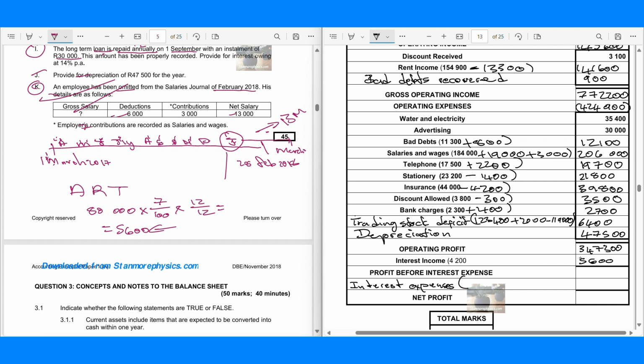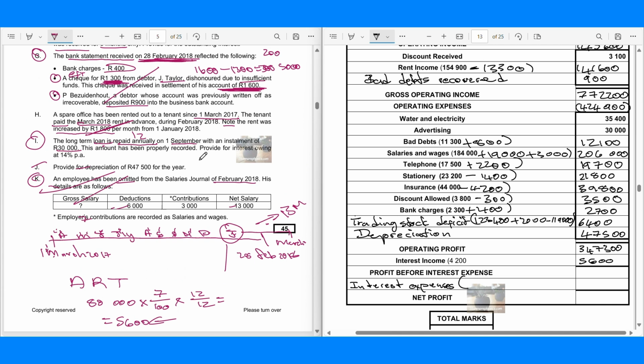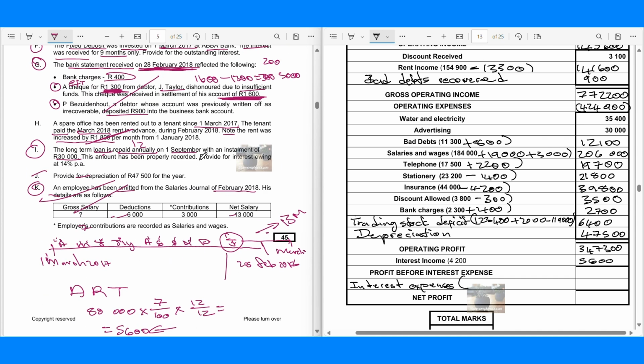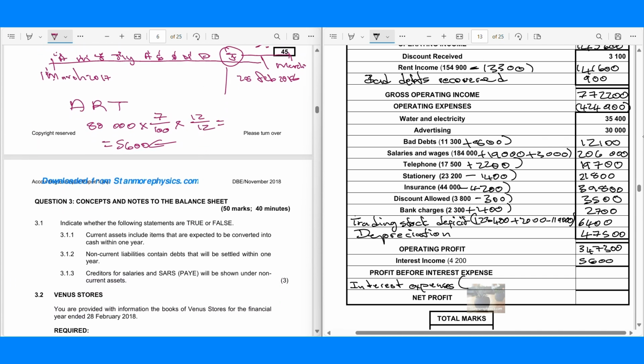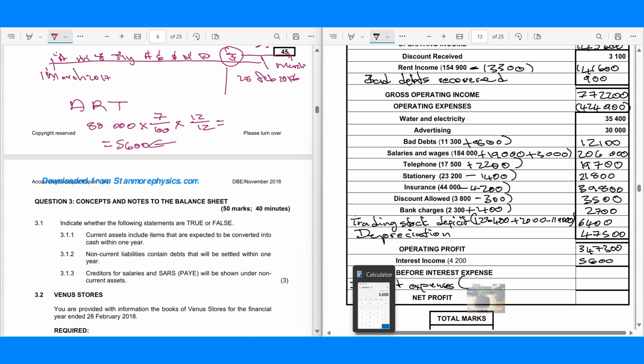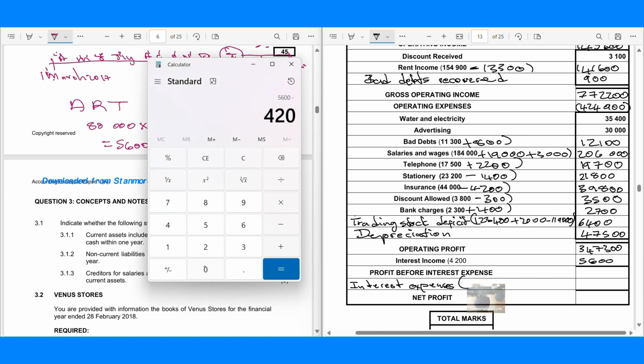So now the difference between these two is going to give you an outstanding interest. So now we know that 5,600 minus 4,200, let's see what we are going to get there. We are going to get 1,400. Just say plus 1,400. When you add the two, you get this.